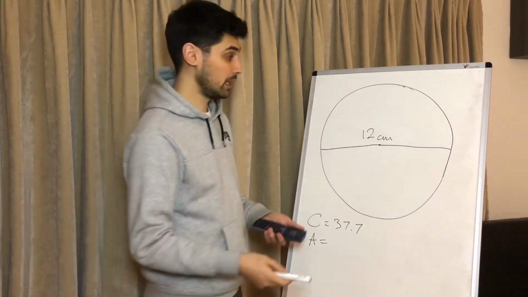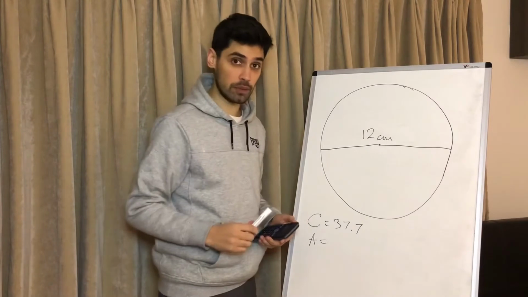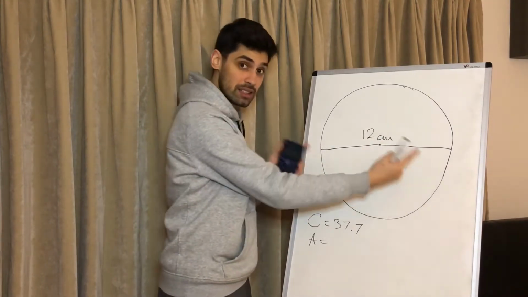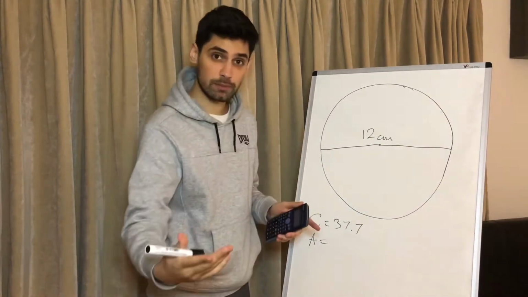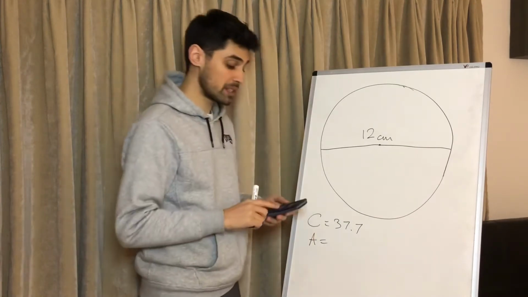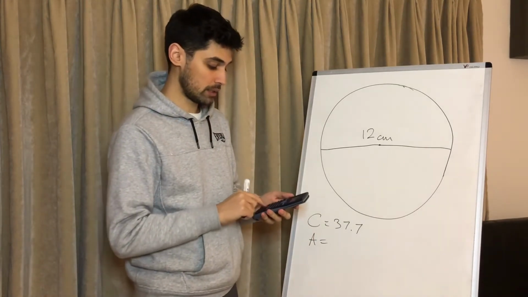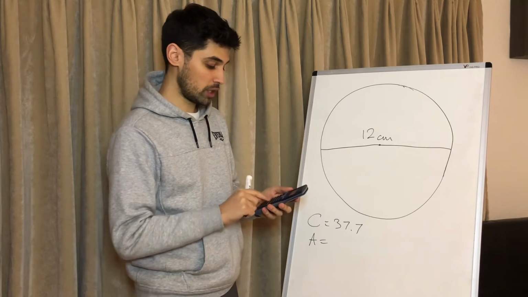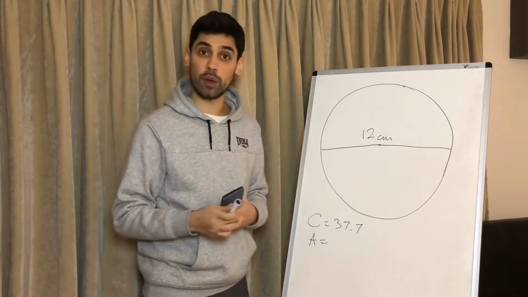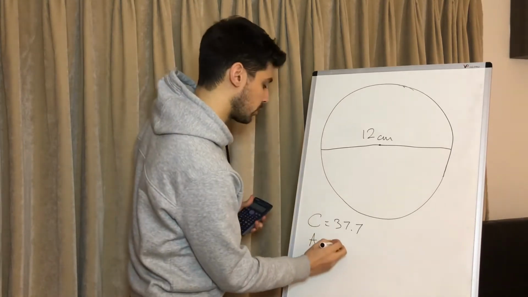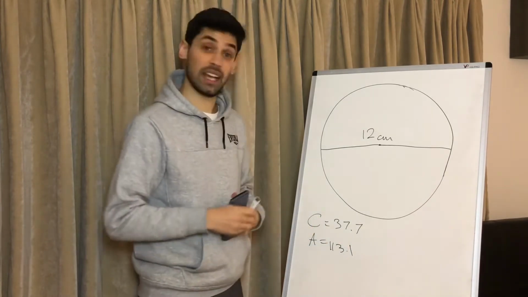Now as far as area is concerned, remember, area is pi r squared, where the r stands for radius, and radius is half of the diameter. So we're going to have to halve this to get the radius. Half of 12 is 6. So it's going to be pi times 6 squared, which is 113.1. And it's as simple as that.